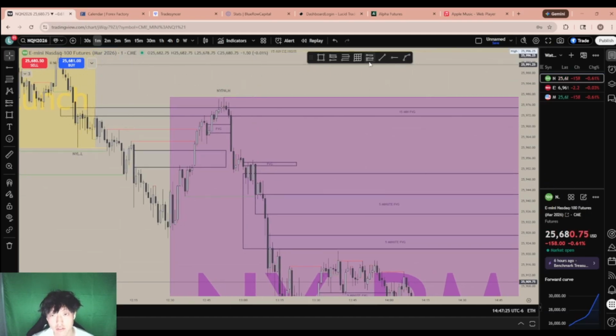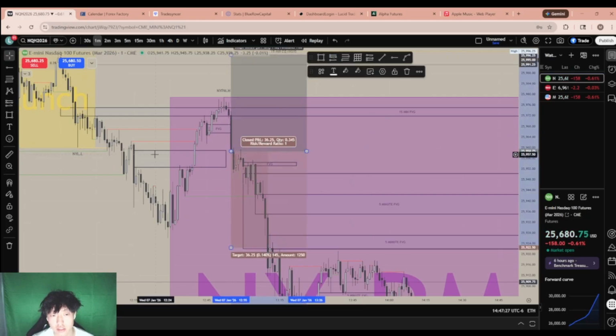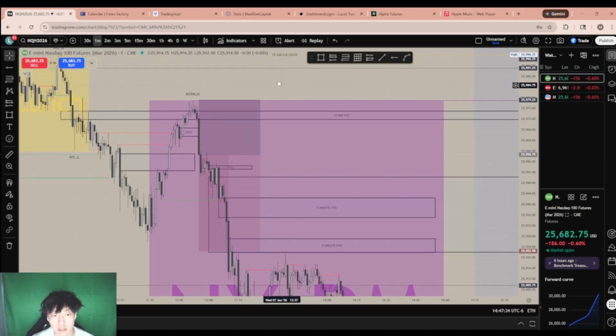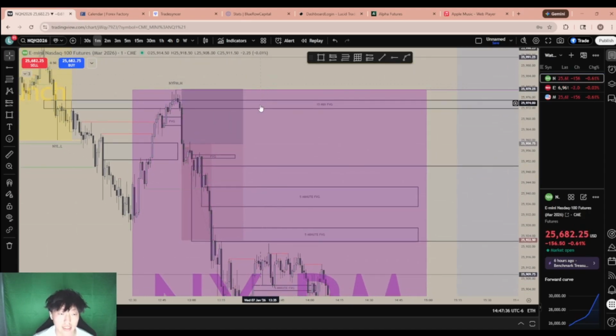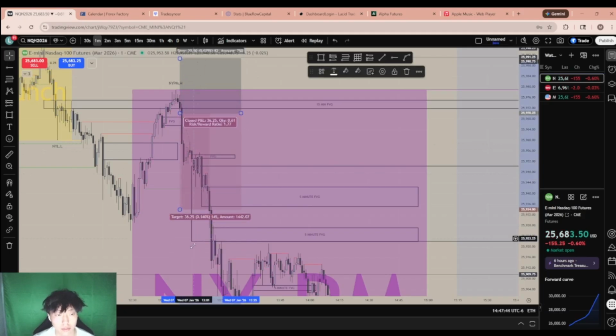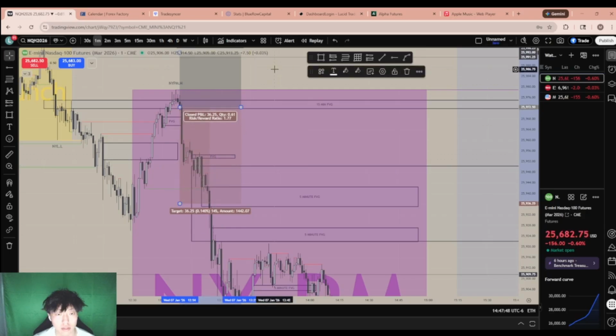And if you took a short, say you took this short right here, your stop was like 20 points, which is like $400. It's not terrible, but you know your RR would be so much better if it was up here, or even like right here.